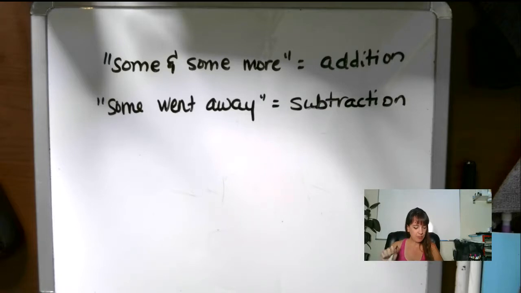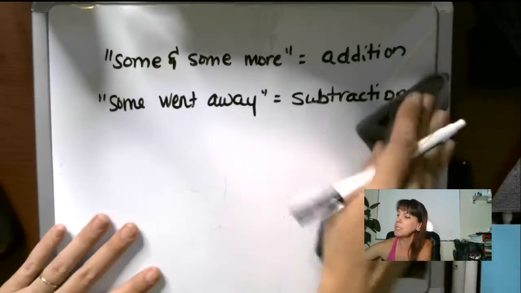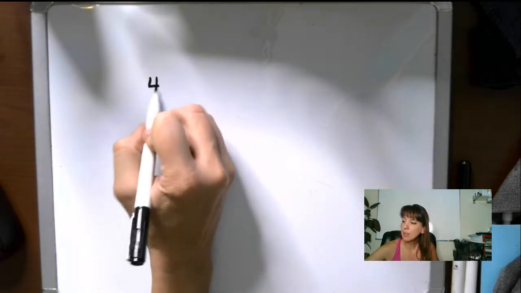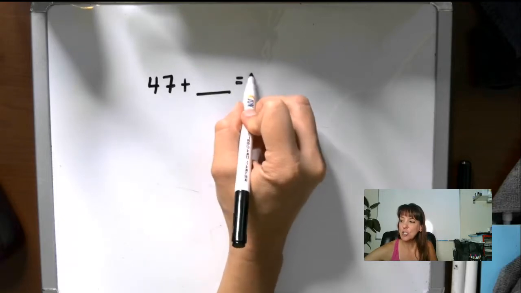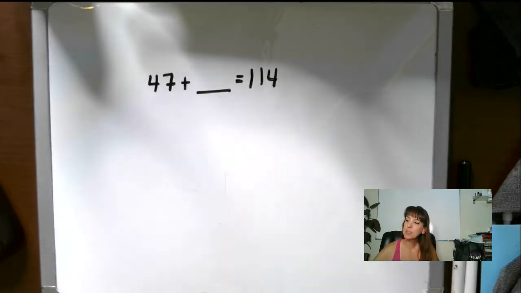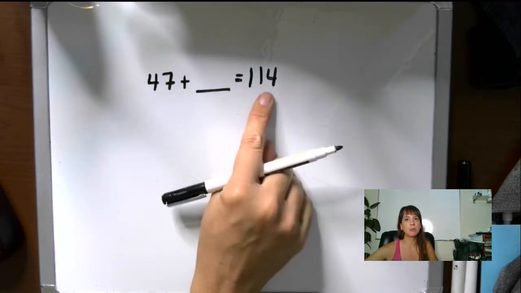We're going to take some of these examples out of the book. So for number one, if you're following along at home, second edition of Math 8-7, I'm on page 58. Example number one: at the end of the first day of camp, Marissa counted 47 mosquito bites. The next morning, she counted 114 mosquito bites. How many new bites did she get? So this is what I mean when I say some and some more, or some went away. She had some, which was 47, and then she had some more, which we don't know what that is. But at the end, she had 114.